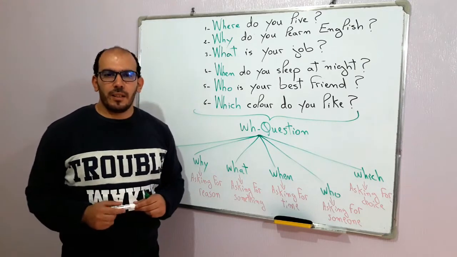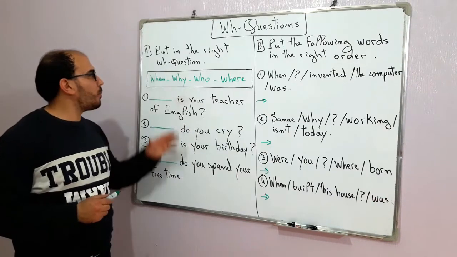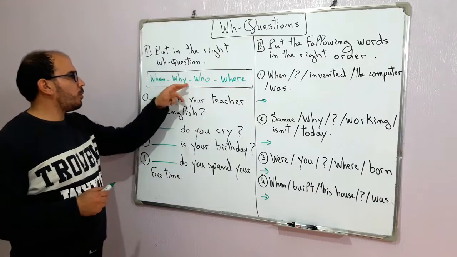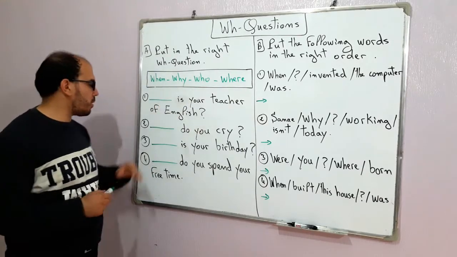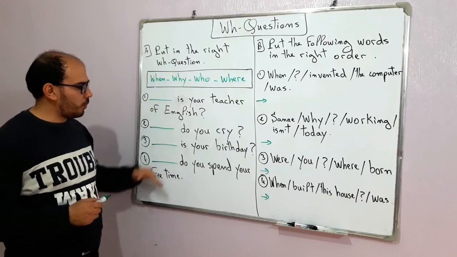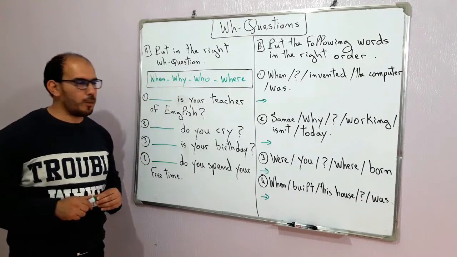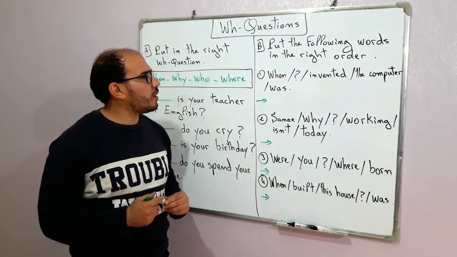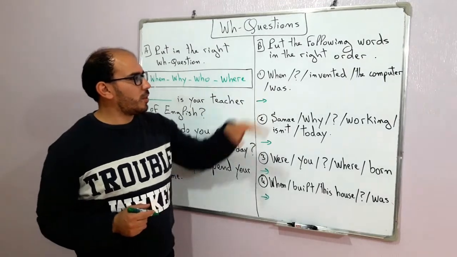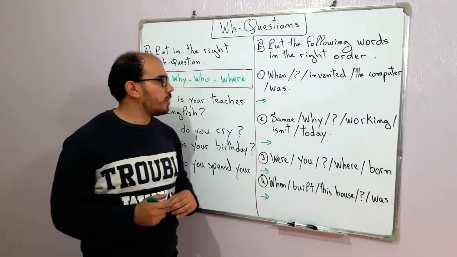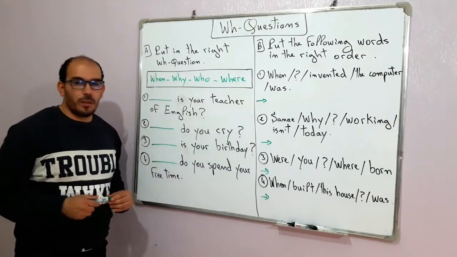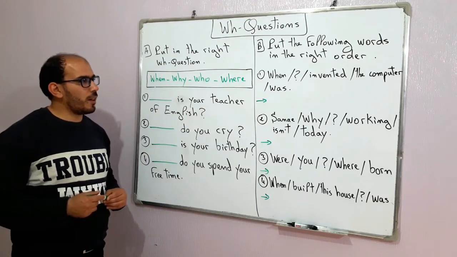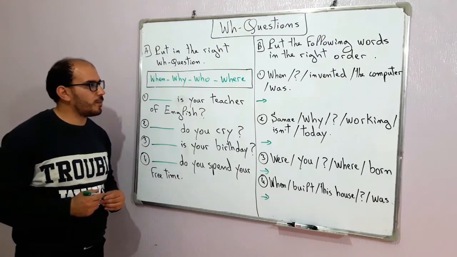To check you understand them, let's move to exercise. For exercises, we have two exercises. The first one, put in the right WH questions from the box. So we have 4 WH questions and we have 4 sentences. So you have to read these sentences and put the right WH question in the right place. The next exercise, you have to put the following words in the right order. So we have words and you have to put them in order to make questions. Right, so you can stop the video, try to answer by yourself, and then you can go on to check your answers because I'm going to answer this exercise.